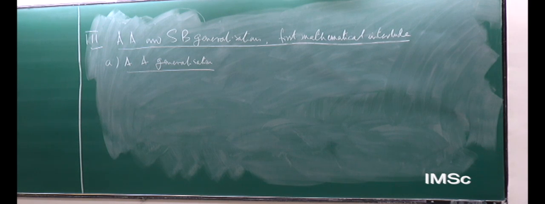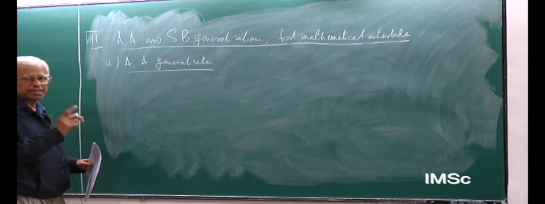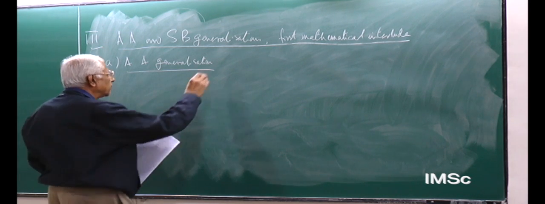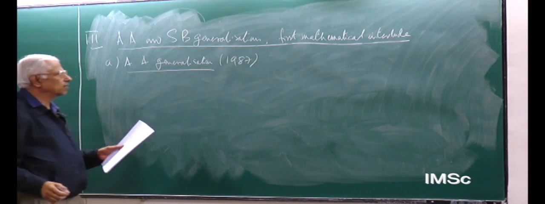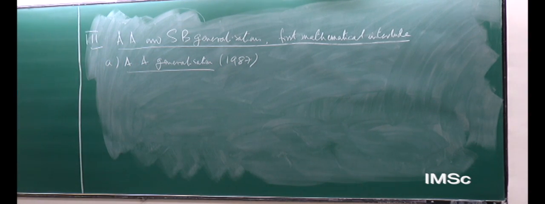Now, the first important step in relaxing the assumptions made by Berry was taken by Aharonov and Anandan in 1987. And I believe Anandan, he's no more, but he had visited many times. He was a frequenter here. Probably known to many of the senior people here. He was, yeah.